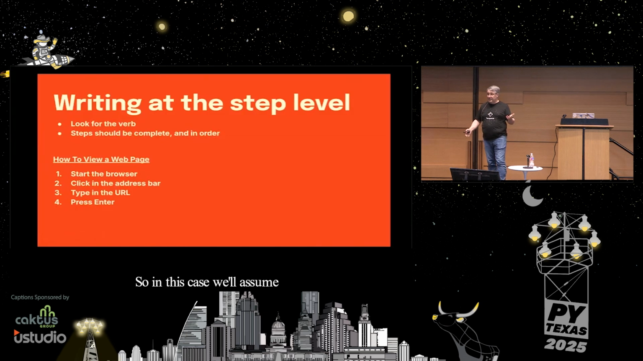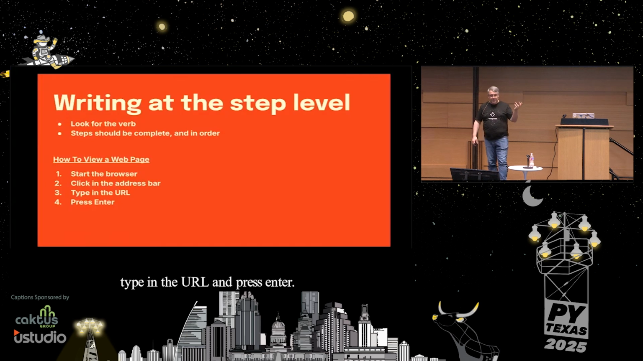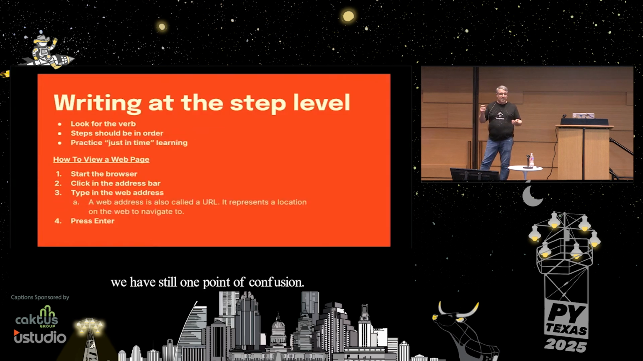So in this case, we'll assume if our time travelers are from '94, they know how to use a mouse and a keyboard, so we can tell them to start the browser. Then we'll tell them to click in the address bar, maybe with a nice screenshot, type in the URL and press enter. Okay, all of this works, but we have still one point of confusion.